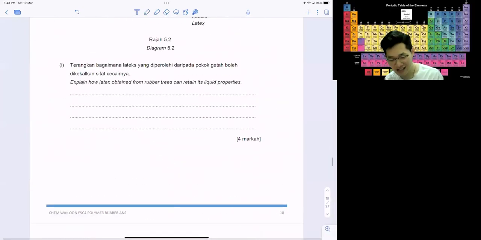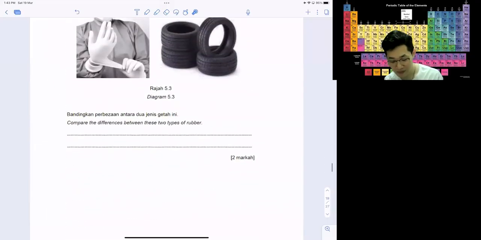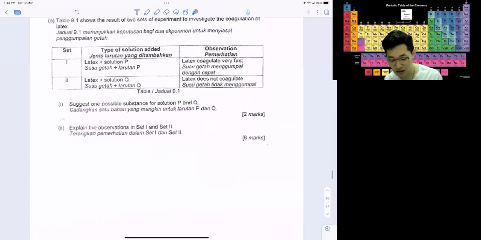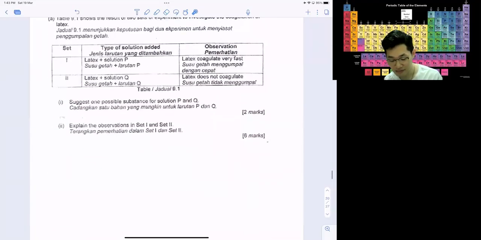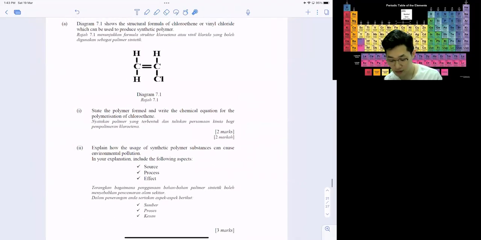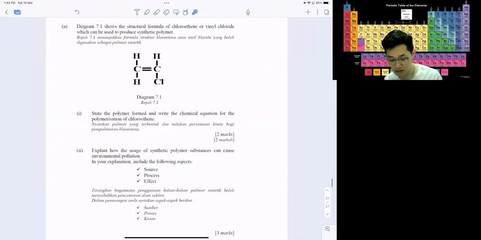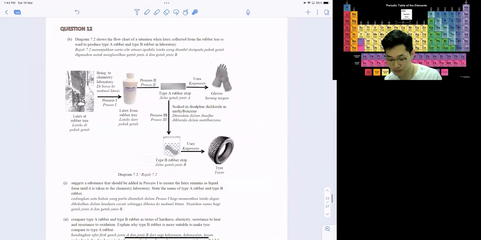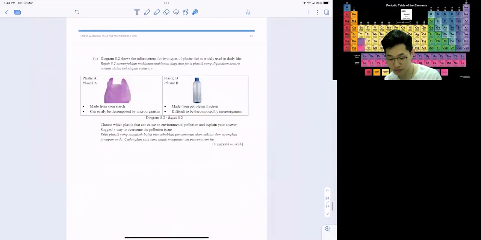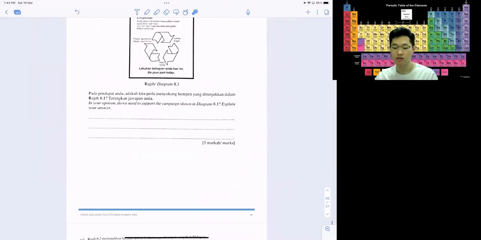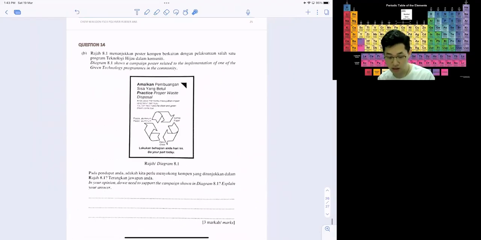Okay, nothing very special about this question. How latex obtained from the tree can be stated. Compare the difference. Rubber gloves, okay, this one nothing special. Same thing. No more. Hey, what's this?